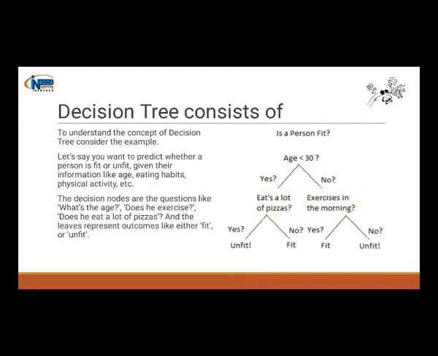So "eats a lot of pizzas" and "exercises in the morning" will again have two different answers, yes or no. If it is yes for eating lots of pizzas, the person is unfit, and if it is no, the person is fit. Similarly, whether the person exercises in the morning, if it is yes, then the person is fit. If it is no, the person is unfit. Fit and unfit are actually the decisions that are made by the decision tree, and these are known as the leaf nodes. Why leaf node? Because in a decision tree, the end point where the decision occurs is known as the leaf node.